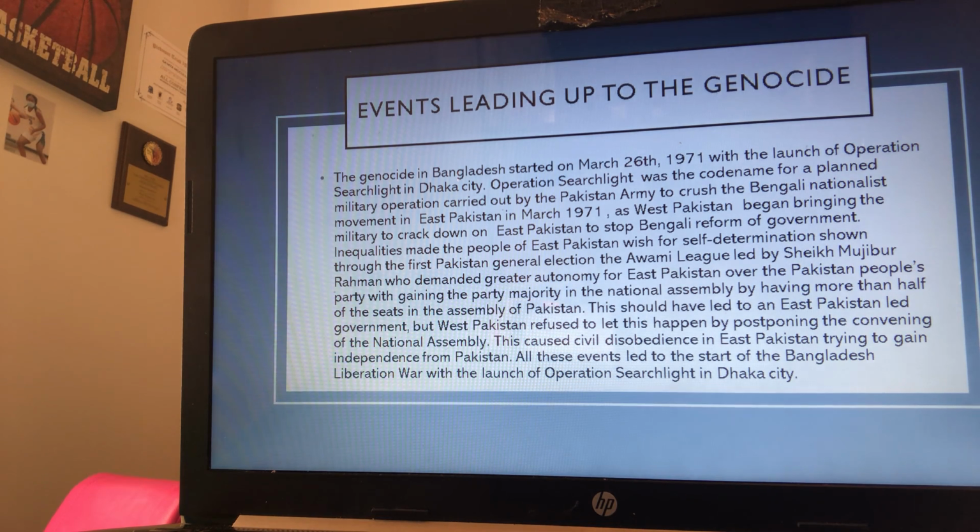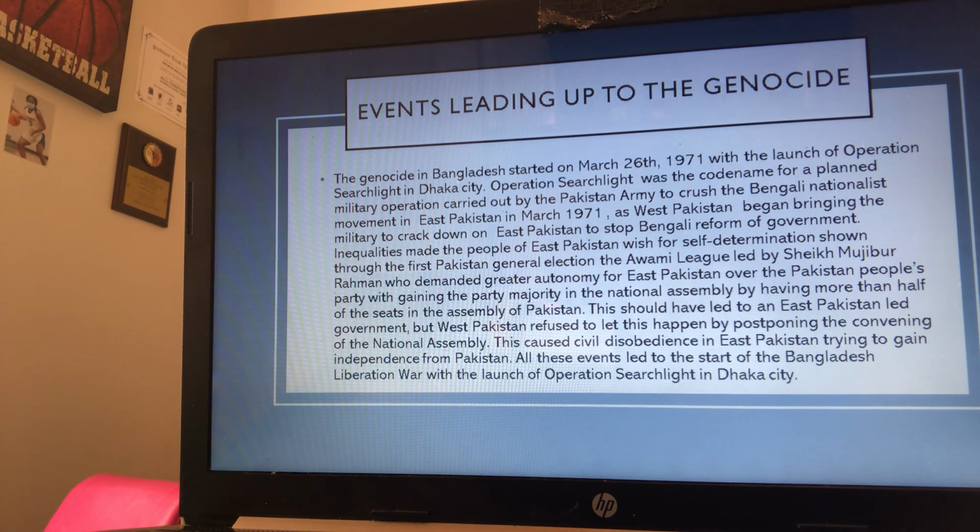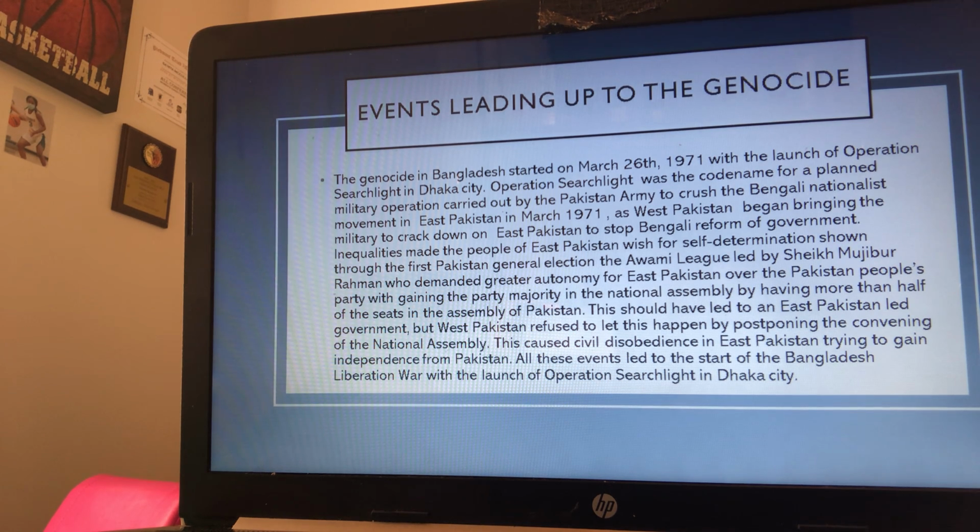As West Pakistan began bringing the military to crack down on East Pakistan to stop Bengali reform of government, inequalities made the people of East Pakistan wish for self-determination, shown through the first Pakistan general election in the Awami League led by Sheikh Mujibur Rahman, who demanded greater autonomy for East Pakistan over the Pakistan People's Party, gaining the party majority in the National Assembly by having more than half of the seats.